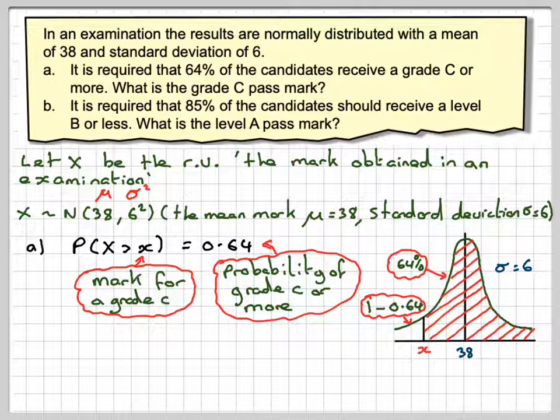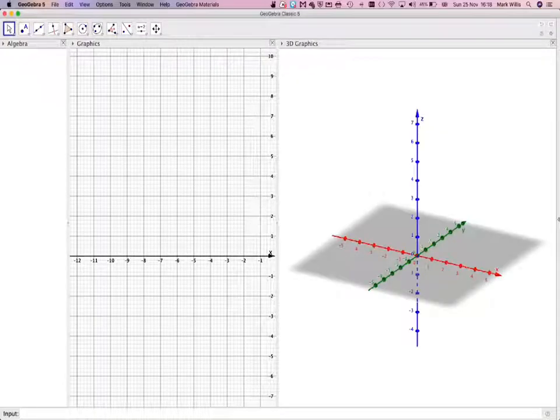So we want to now use our calculator with the inverse normal function, and for the area, because the area on the calculator goes from minus infinity up until a particular point, we need to put the area in as 0.36. Now we can also do this on the probability calculator using GeoGebra. So to get to that, you need to go to View, Probability Calculator.